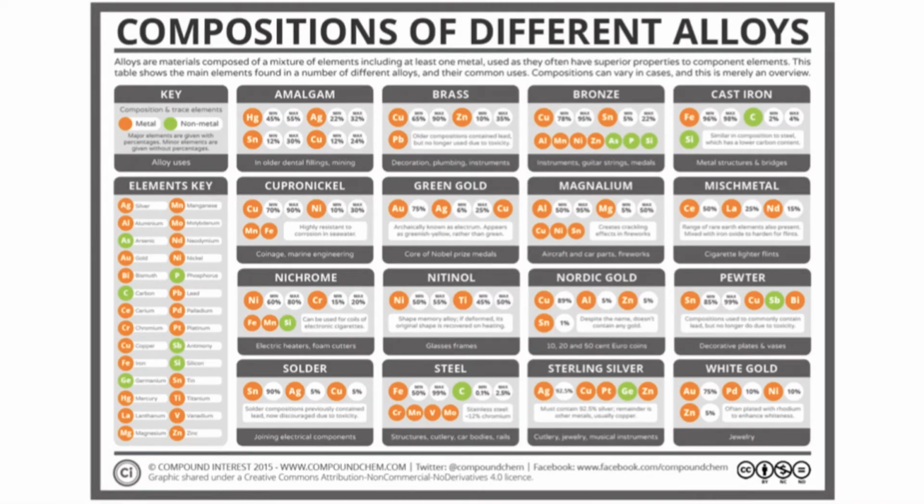Okay, and here is another picture of different alloys. If you look up compound chemistry on Google, they have infographics on literally everything. So if it's a bit blurry, that is what you can look into. But this kind of shows you different alloys, different things that make it up, and it's pretty cool.